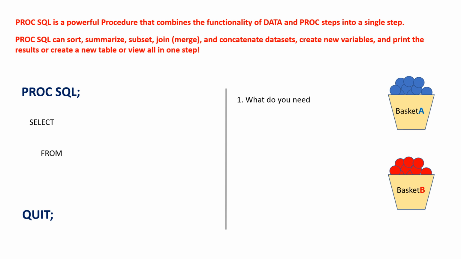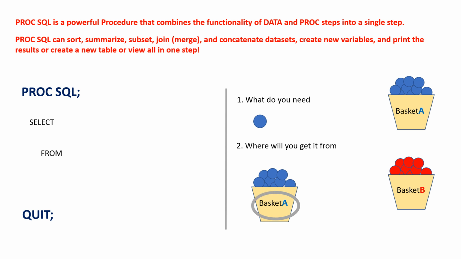Now, the first question which comes here is, what do you need? You need a ball, which has already been decided. Now, what type of ball do you need? For example, you decide that you need a blue ball. Then the second question comes: where will you get it from? By looking at the picture, you can say that you can get it from basket A.